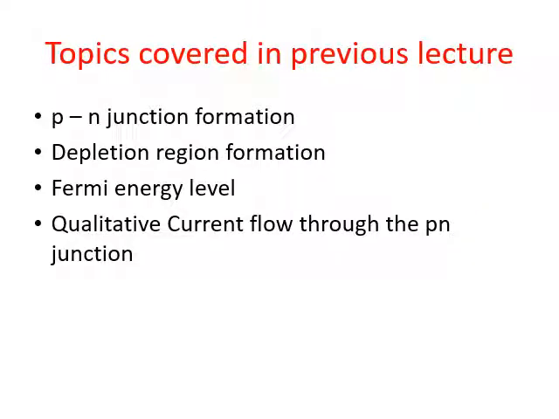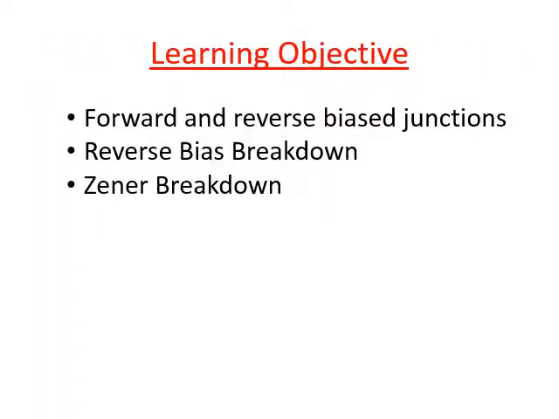In the previous lecture, we studied in-depth knowledge about PN junction formation and how the depletion region is formed, followed by the Fermi energy level and qualitative current flow through the PN junction. We have seen many different, very important concepts in the previous class. In today's lecture, we will be studying forward and reverse biased junctions and reverse bias breakdown if possible.